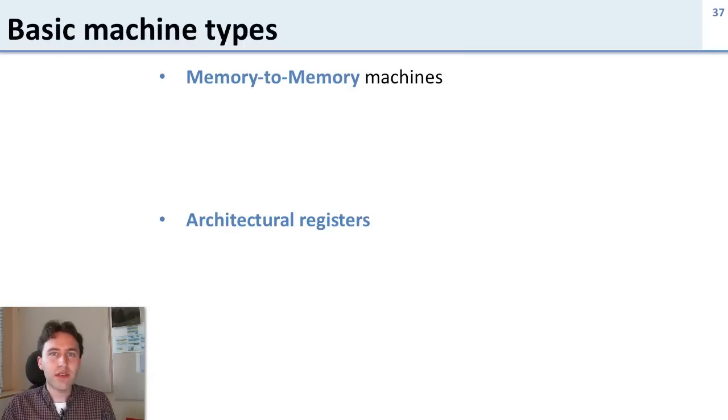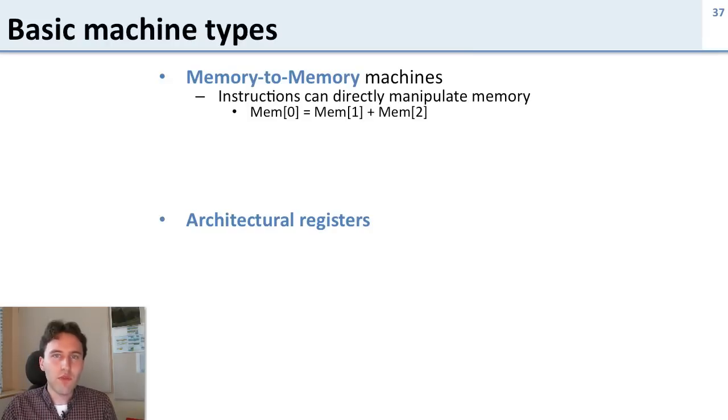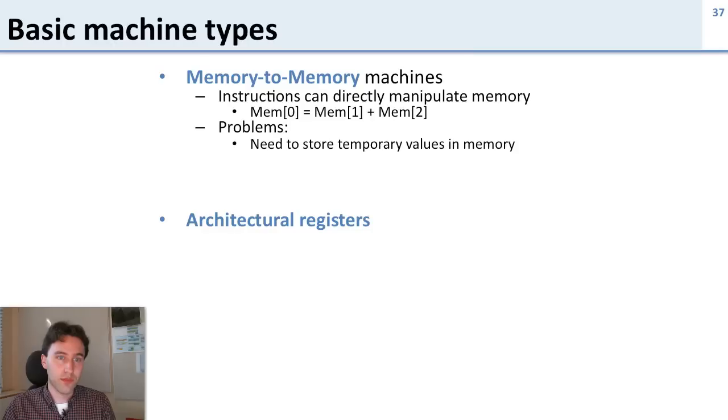So what sort of basic machine types do we have? Well, there are two main types that we can talk about. One is a memory-to-memory machine, and the other is one that has architectural registers. So a memory-to-memory machine can directly manipulate memory. Here's an example. You could say memory of address 0 equals memory of address 1 plus memory of address 2. It will go through and load the correct memory, do the operation, and do the correct store.